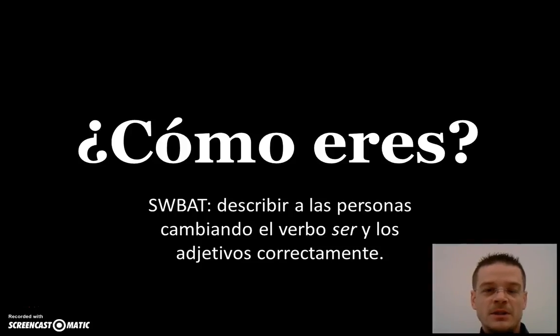Danel. Basically what you're going to be learning or reviewing in this section is how to describe people, conjugating ser correctly and changing the adjective correctly, masculine, feminine, singular, plural, which is why we have the objective. Students will be able to describir a las personas cambiando el verbo ser y los adjetivos correctamente.